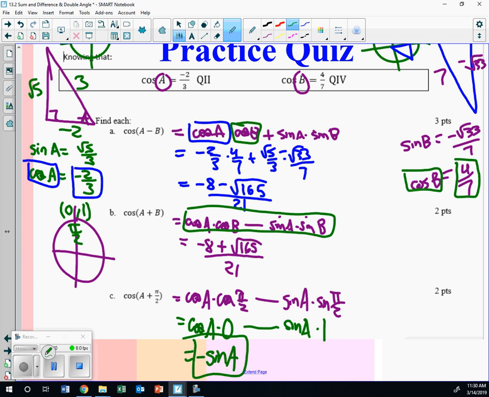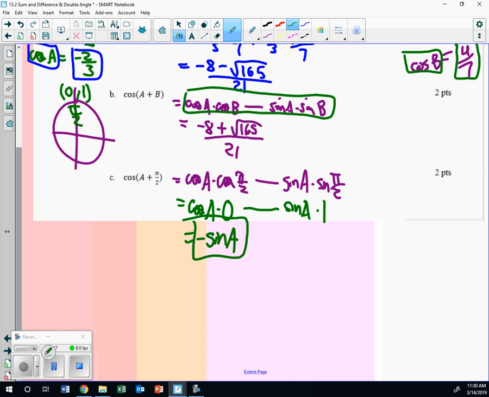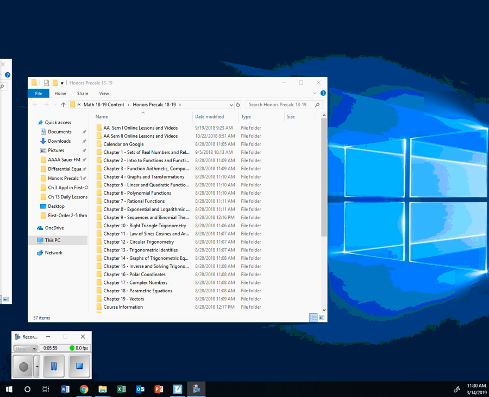All right. Drew, any questions? Is it going okay? Okay, let's do one more of these. I'm going to make one up right now. I'm going to call this D. Let's see if you can figure out what the sine of pi minus B is equal to.